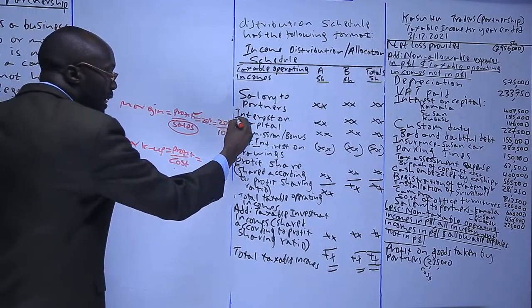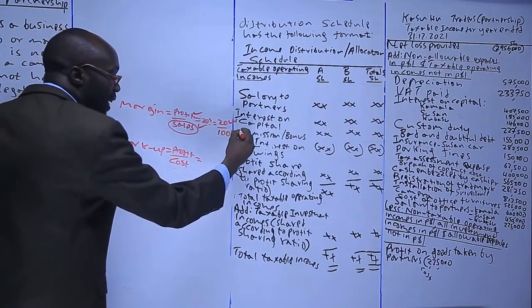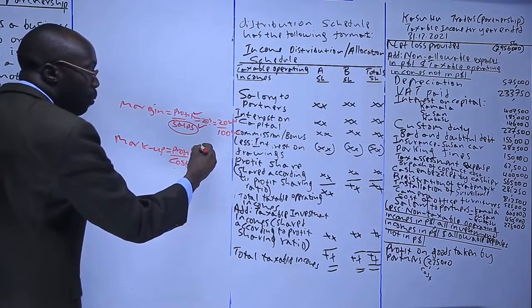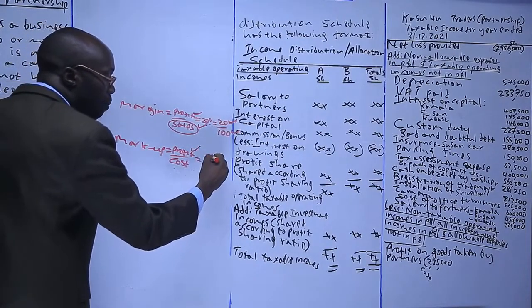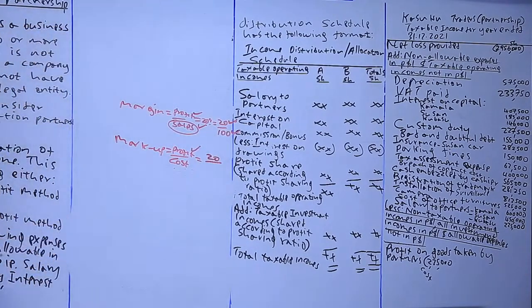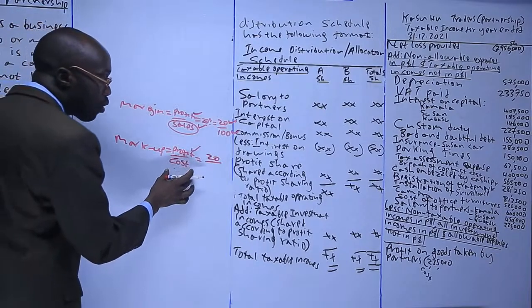Profit, it is 20 then. Sales is 100 then. And here in the markup we have the profit. So bring this 20 here because it is the same. It's a common factor in the markup and margin. Profit, 20. And then now get the cost.